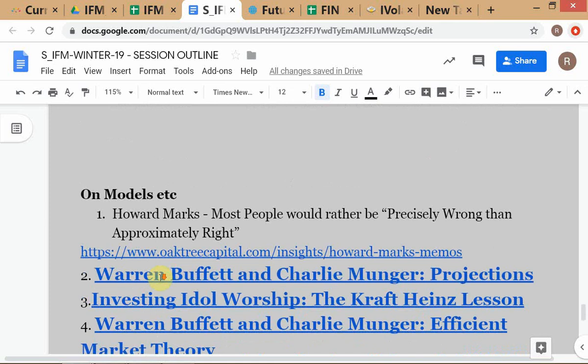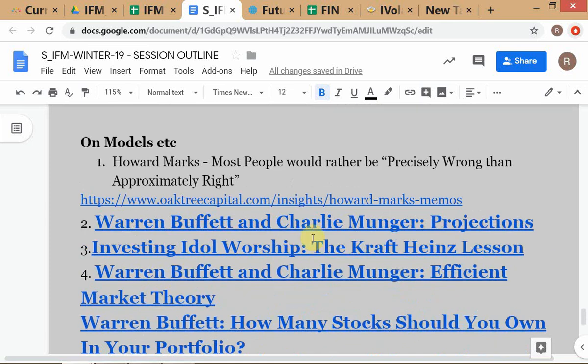I've just given you some quotes on models, etc. You can read all this. You'll see that people who are actual practitioners, even if you listen to this guy at Double Line Capital, I forget the guy's name, Jeffrey Gundlach, he's quite skilled in mathematics, but he also doesn't have that much faith in models.